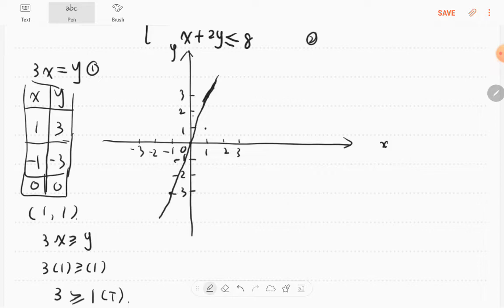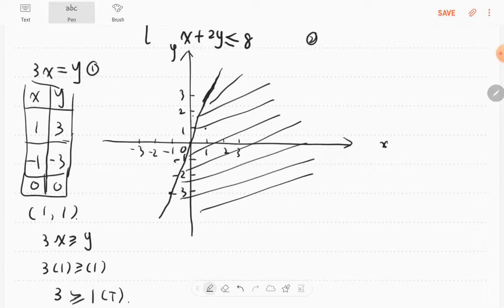So this part, which contains this point, is the solution region for this inequality. We use this point to test, and this point is true, so it is the solution. So we should shade the part that includes this point as our solution region.